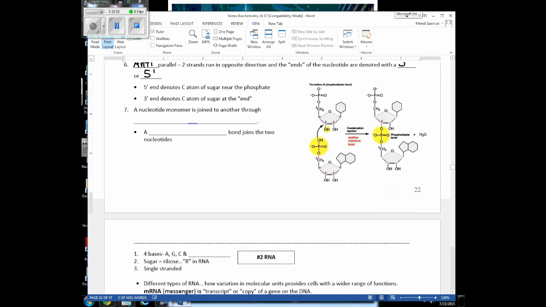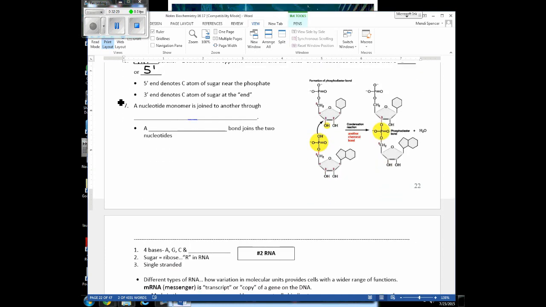We've always highlighted that the bases are held together by hydrogen bonds, but how are these nucleotides bonded together? So when one nucleotide hooks onto another nucleotide, or one monomer joins another monomer, we're going to have a condensation reaction, or dehydration synthesis occurs, and water is released, as you can see in this diagram right here.